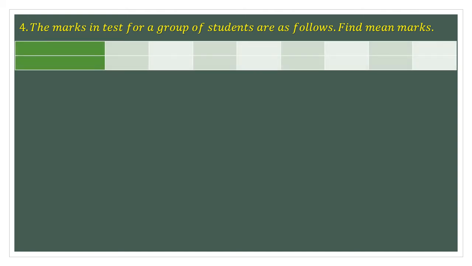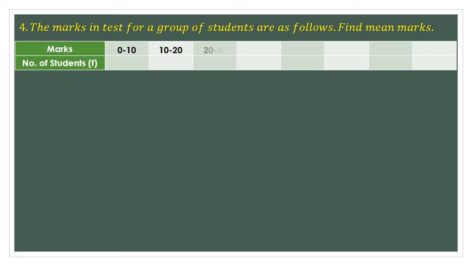Moving on to the fourth question, the marks in a test for a group of students are as follows. We have to find the mean marks. The question given here has marks and the number of students, that is frequency. The marks are in classes, so there is a continuous distribution.